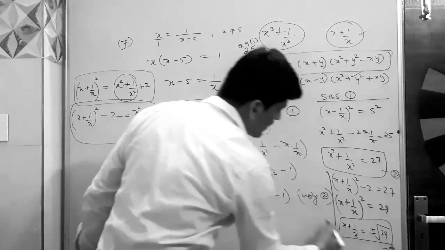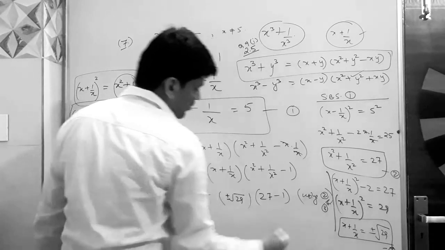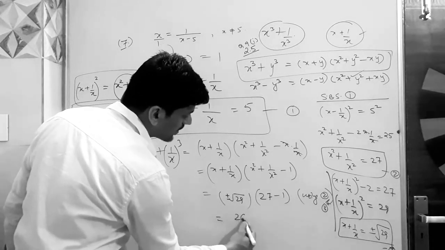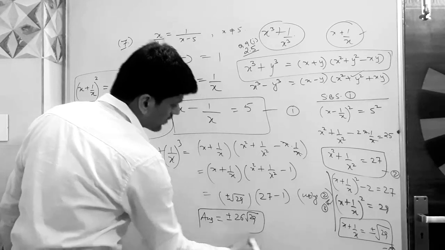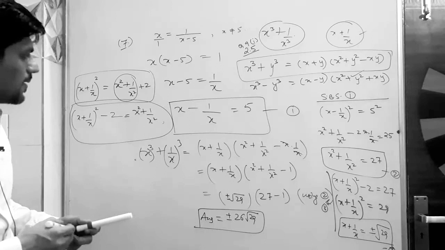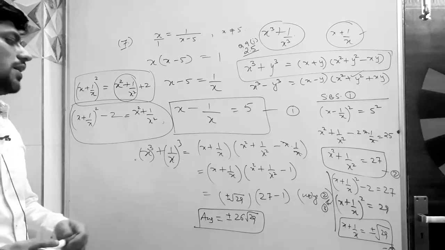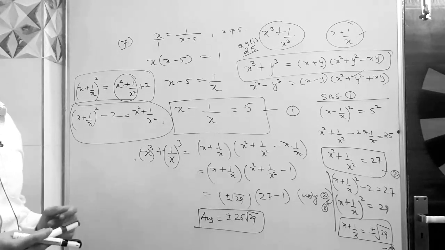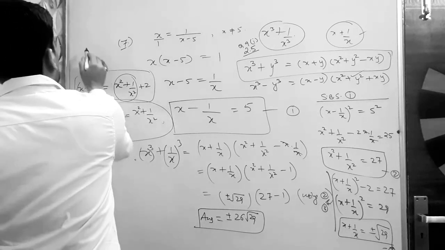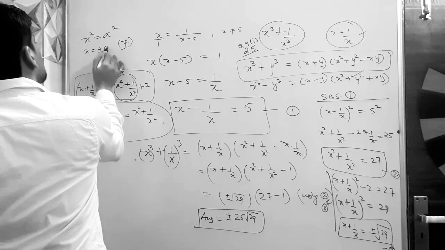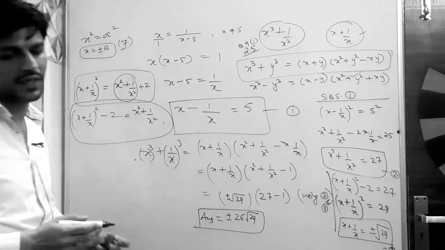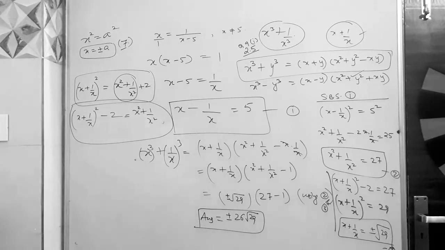Take this equation number 3, using 2 and 3. So the final answer is 26 root 29 with plus and minus. So that is your answer. Why does this plus and minus come? This thing you will understand in 10th class, higher classes. I'll just give you the idea. If x square equal to a square, then this is the identity, x is plus minus a. I have used it. Okay, you can note down this question.